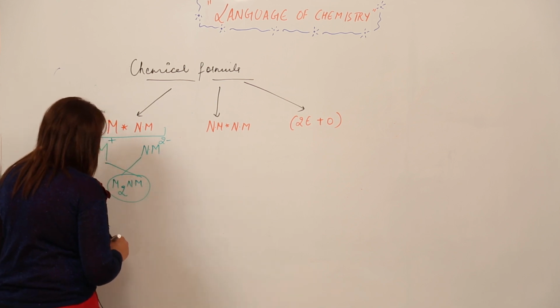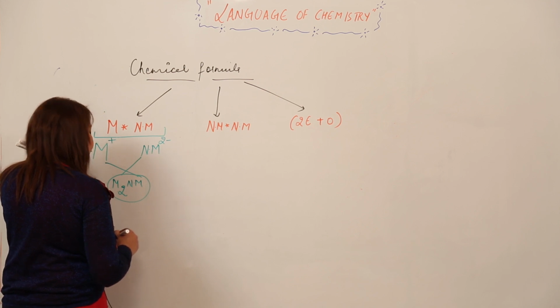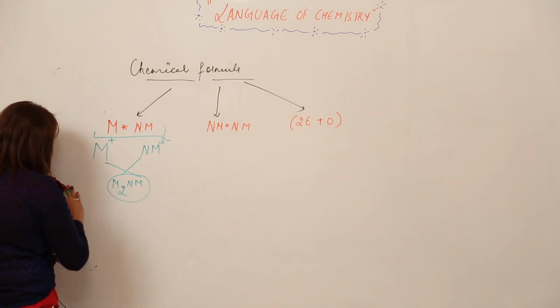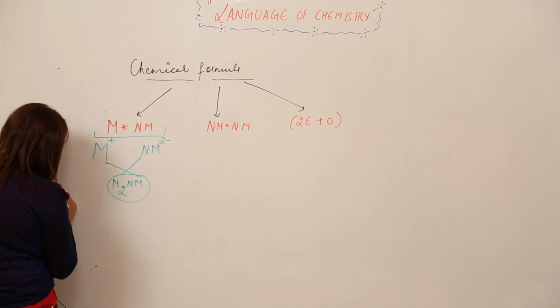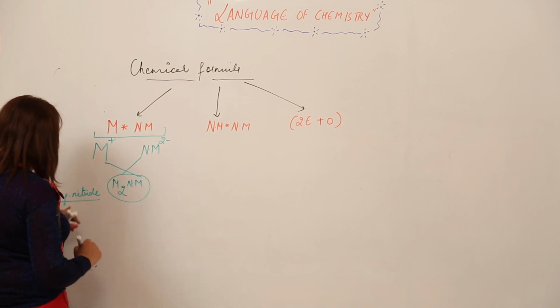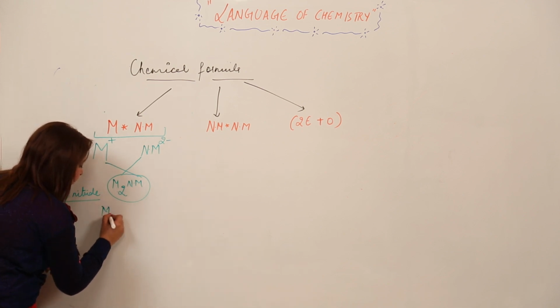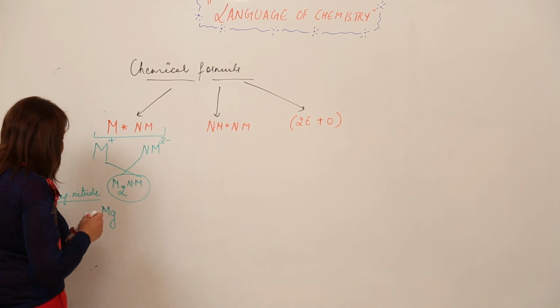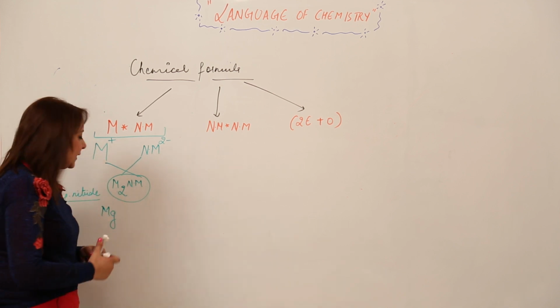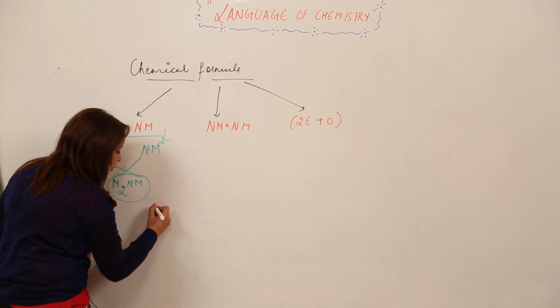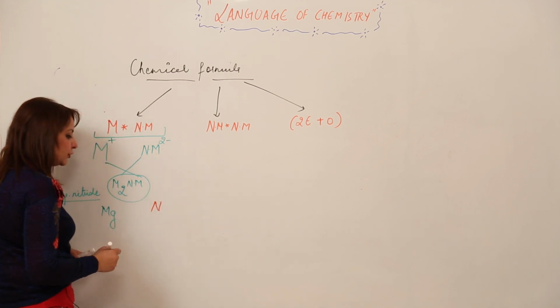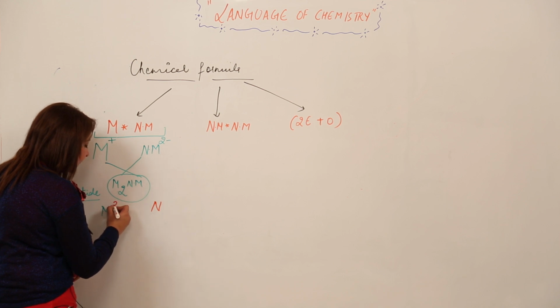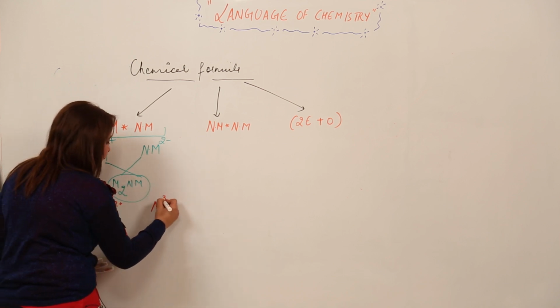For example, I take magnesium nitride, magnesium nitride. Now, out of it, what is the metal? Magnesium. So obviously we are going to start with the metal. I have written the metal, Mg. The symbol for magnesium, as you know, is Mg. Nitride means nitrogen, so I am writing nitrogen. The second step: just write the valencies. I remember those valencies, so I just wrote them.